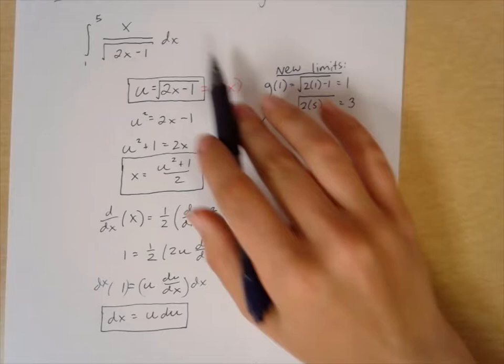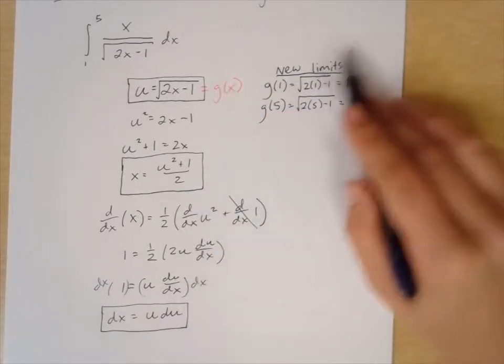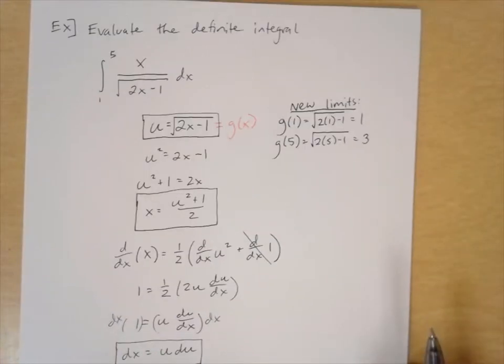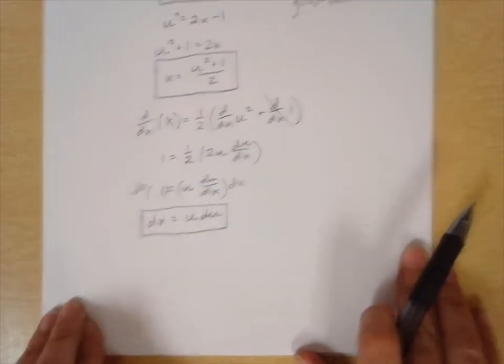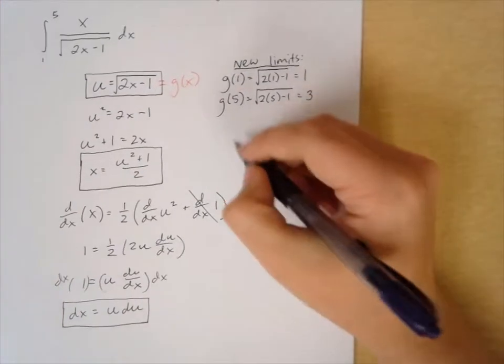Okay, so I have each piece that I'm going to substitute in, and I have my new limits, which means I can write my integral as follows. Let me do it right here.